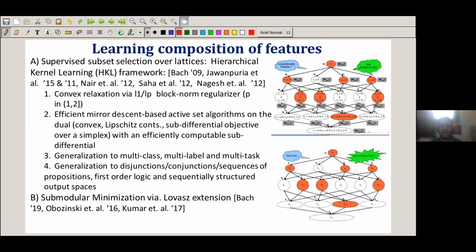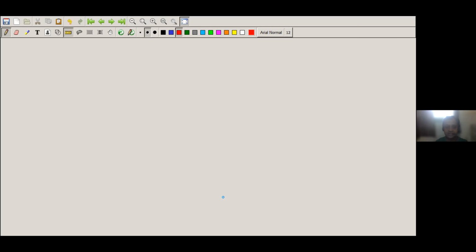We have done a lot of work on supervised subset selection over lattices, where we have efficient mirror descent algorithms on the dual. This generalizes to multi-class, multi-label sequence labeling problems as well. However, all this has also been studied more generally under submodular minimization via Lovász extension. This is work from Francis Bach. There's a very nice monograph from Bach on this topic. I only talked about the specific aspects where we look at feature clustering.